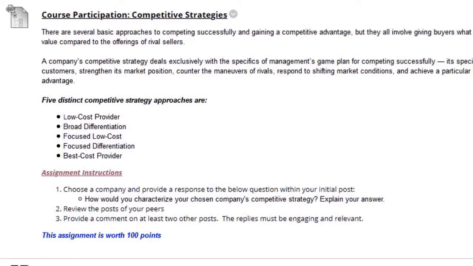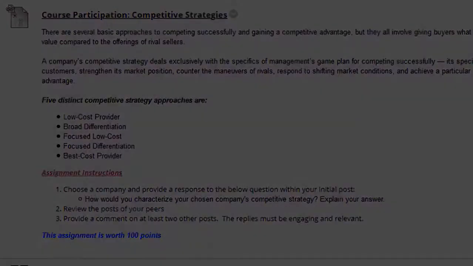Next, we have the course participation competitive strategies. You're basically going to analyze the 5 distinct competitive strategy approaches that there are, and then you're going to choose a company and inform your classmates what competitive strategy they are using. Then you, of course, will be responding to at least 2 other posts within the discussion board.